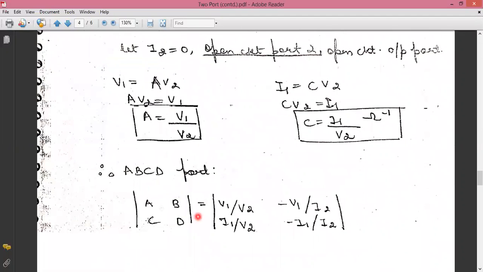तो मैंने जब A, B, C, D की वैल्यू निकाल ली तो मेरे पास ये इक्वेशन बनी. नाउ इट इज क्लियर? Yes, sir. Clear hai ji? So this is basically the third parameter, that is called as ABCD parameter.